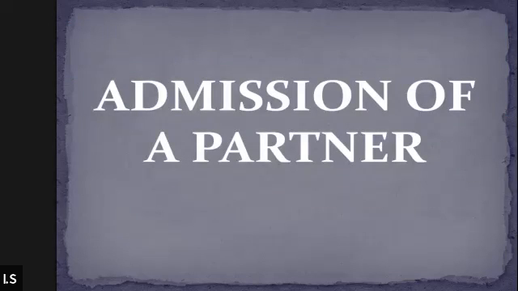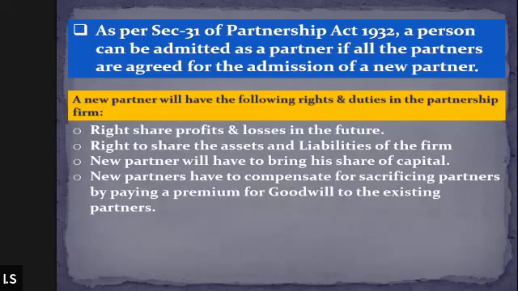So, admission of a partner. As per section 31 of the Partnership Act 1932, a person can be admitted as a partner if all the partners agree to the admission of a new partner. Then a new partner will have the following rights and duties in the partnership firm: the right to share profit and losses in the future, and the right to share the assets and liabilities. The new partner will have to bring his share of capital. The new partner will have to compensate the sacrificing partners by paying a premium for goodwill to the existing partners.